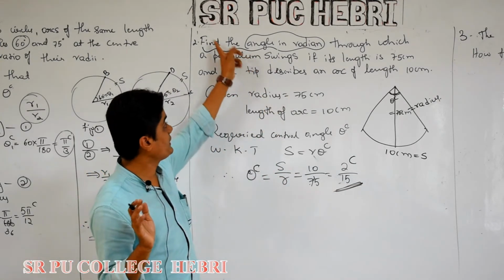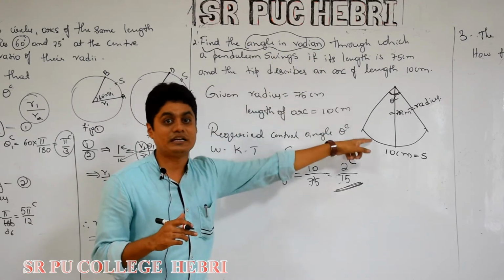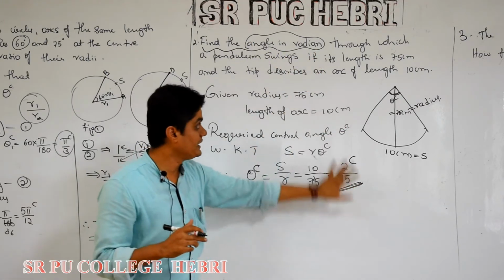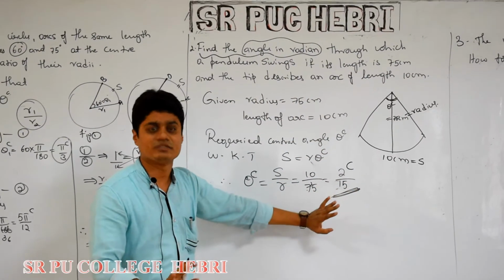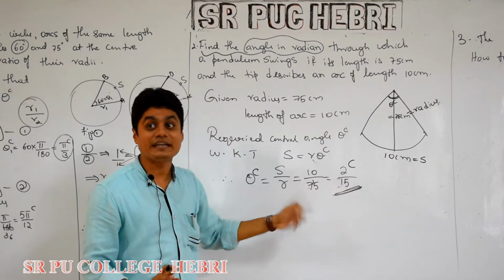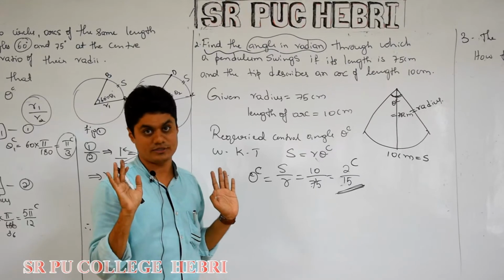So sometimes you may get a question for an angle in degree. If the angle is asked in degree, then you have to multiply by 180 by pi. But here, if they ask in radian, the answer is in radian itself. So don't do any conversion. Keep it as it is, but write the unit: 2 by 15 radian. Writing the unit is very important. Understood?